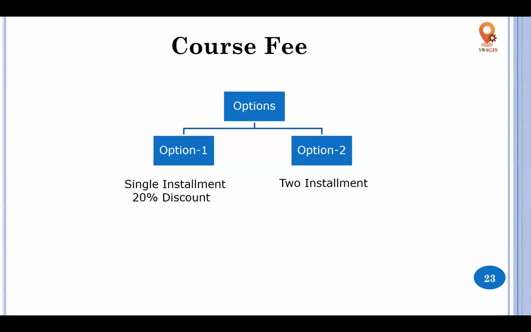Now after that, course fees, as you already know, because you have already filled the form. There are two options for the fees: single installment and two installments. If you pay the fees in a single installment before the 10th, then you will get a 20% discount. The second option is the normal option, the two installments. You can pay the fees in 2 months.